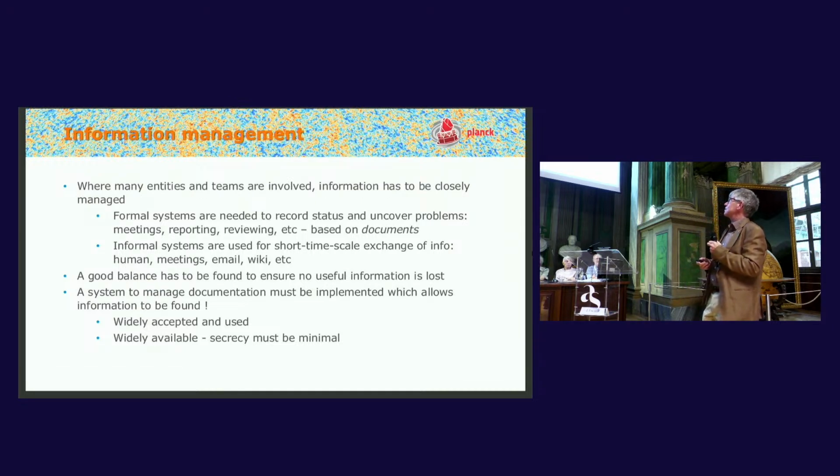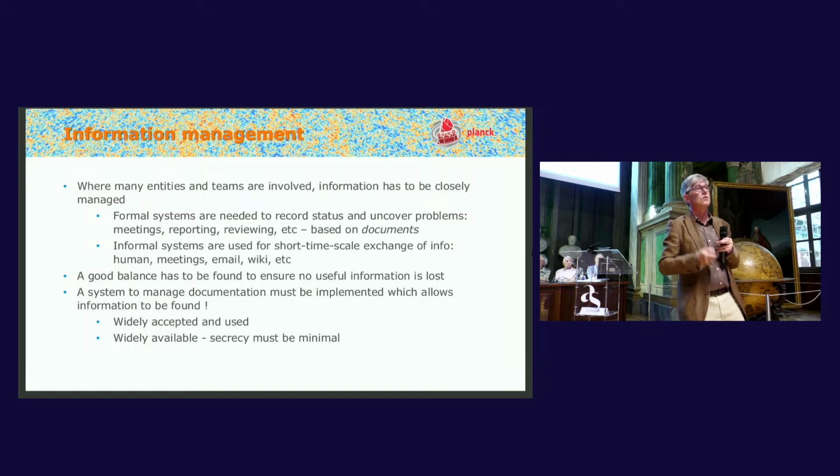I just had a couple more slides on some management aspects, which I thought would be important. Basically, in a project like Planck, we generate a lot of documents. And we all hate documents, right? But we all need them, unfortunately. They are the memory of the project. We have to find a good balance between formal and informal reporting systems, documents versus other ways, wikis and so on, to ensure that no useful information is lost. And that good balance is really difficult to find.